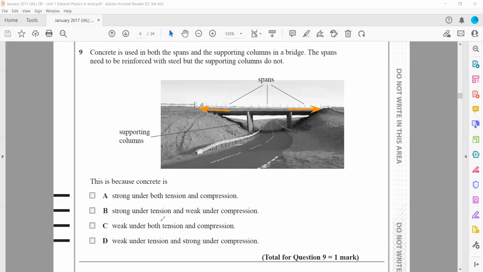So what it shows about the nature of concrete is that it is weak under tension. Tension means the direction of the force is to stretch, and compression means the direction of the force is to reduce the size. So concrete is strong under compression and it is weak under tension. That's why in a support column, we don't need reinforcement, but in spans, we need a reinforcement of steel. That's why D is the right answer for this.